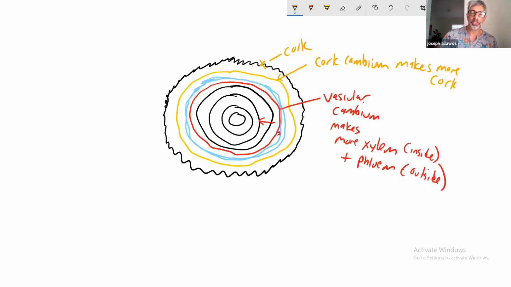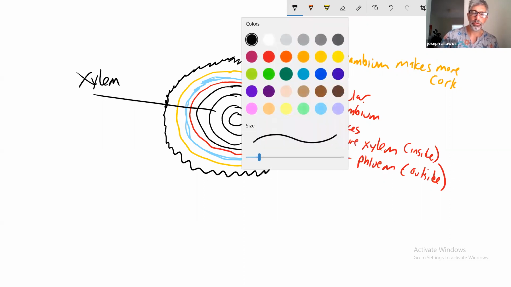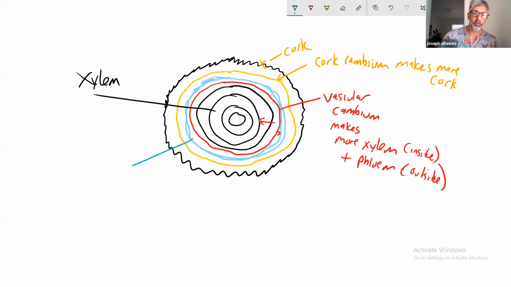Okay, so digest all that for a second. Think about these different layers. What is all this tissue? Well, in black on the inside, this is the xylem. And then blue must be the phloem because it's on the outside of the vascular cambium. And then the cork cambium, it makes the cork. Anytime you see this word cambium, think it's a meristem that increases girth.